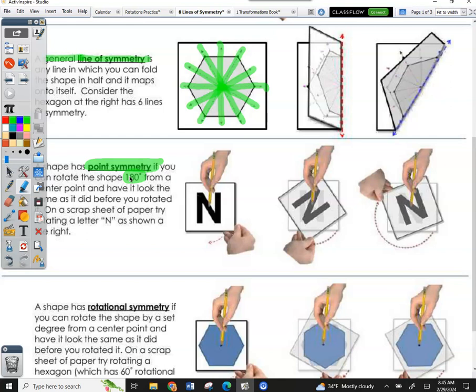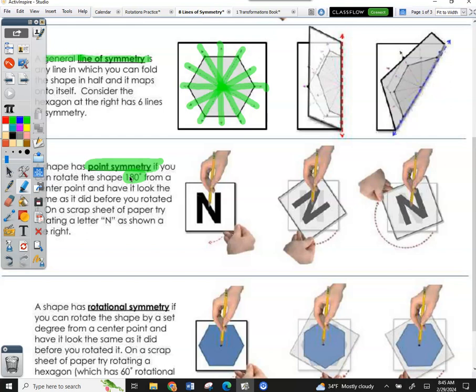It's called point symmetry. Okay? Don't let the 180 throw you off. All it means is turn it upside down. Is it the same thing? So if I had a heart, just a classic heart, and I turn it upside down, would it have point symmetry?